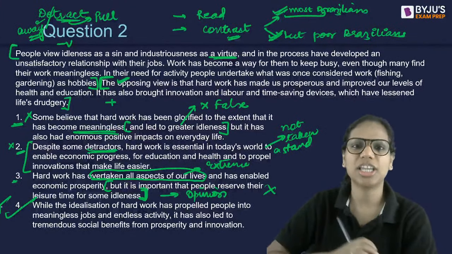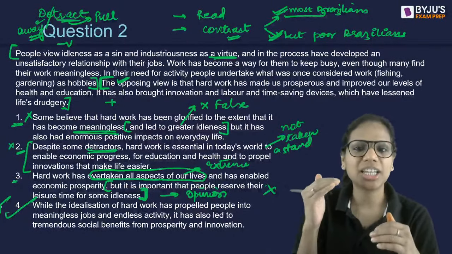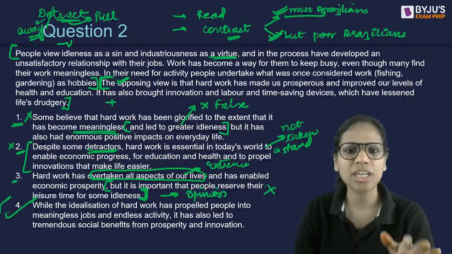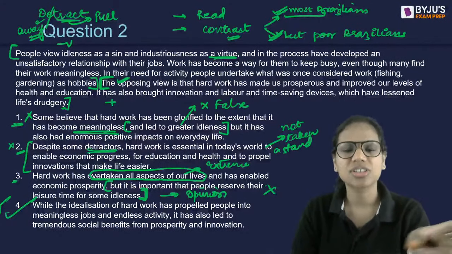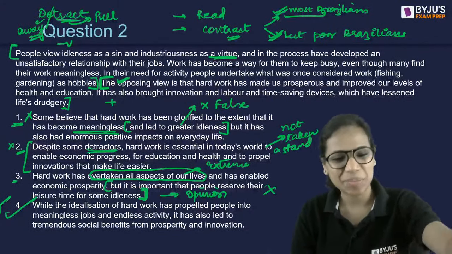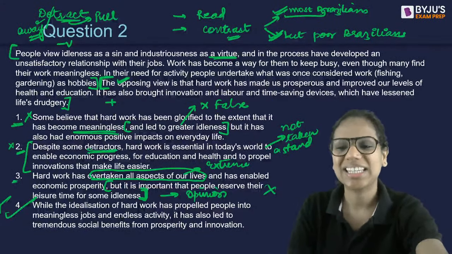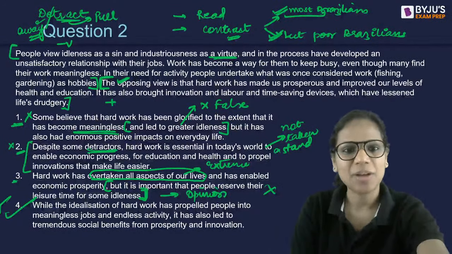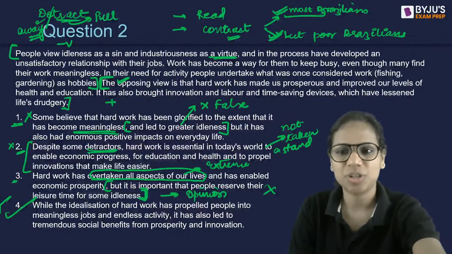So absolutely correct. Fourth is the answer. I'm glad that you were able to eliminate it this way, right? Just cementing the process by telling you why the other options were incorrect. Okay. Absolutely correct. Two and three are opinionated, Pragya. I agree.